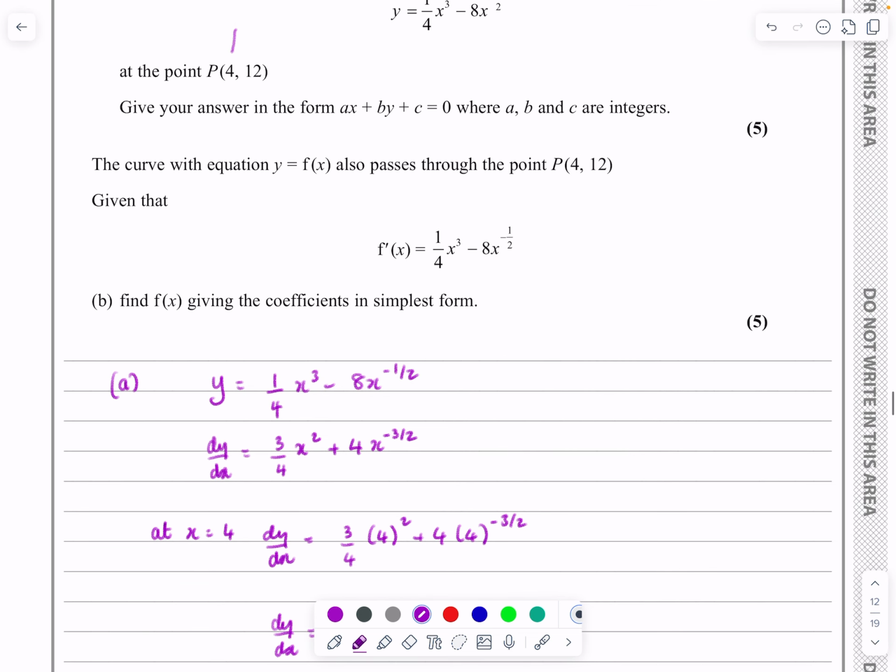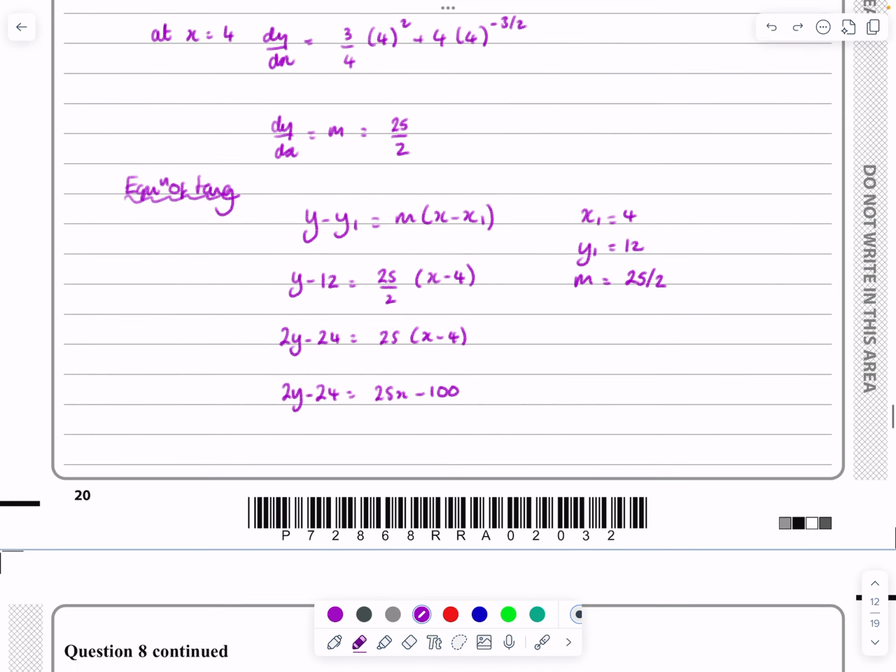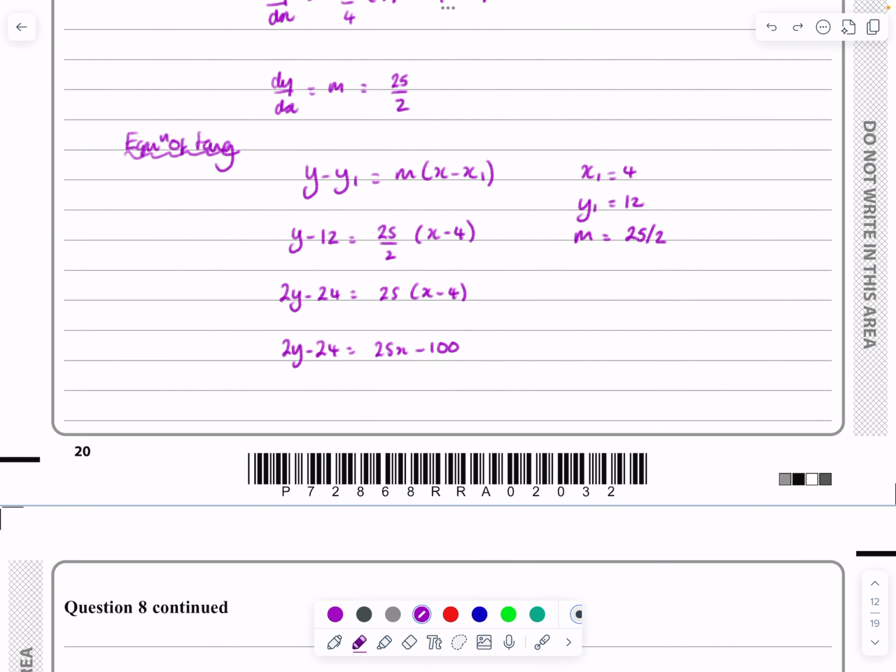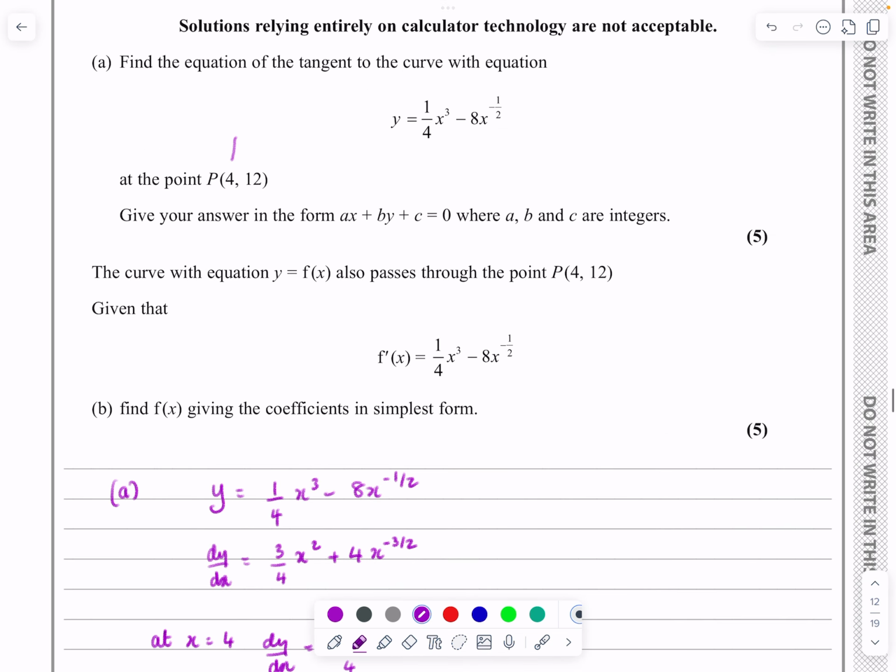And then they said they wanted it in the form ax plus by plus c equals 0. The other way would have been y equals mx plus c, obviously. But in this case then, 25x, I'll leave the x as positive, minus 2y, and then taking that 24 over is going to give me minus 76 equals 0. So there's the equation of my tangent in the correct format there. That's part A, all done and dusted.